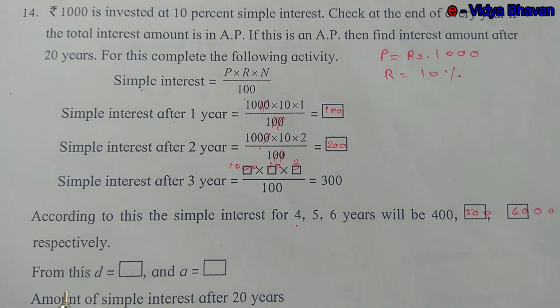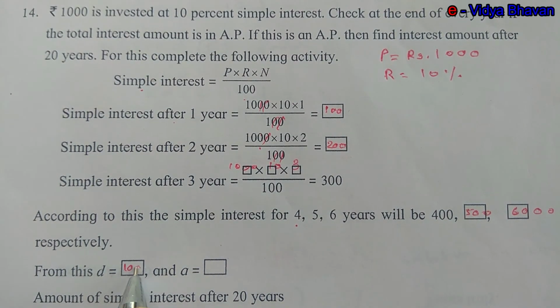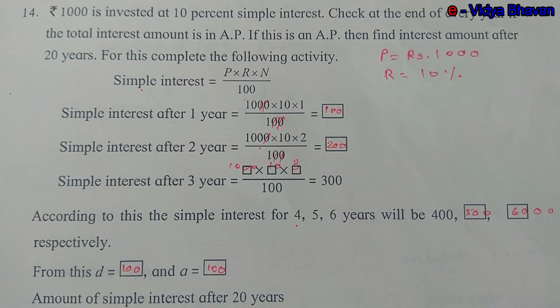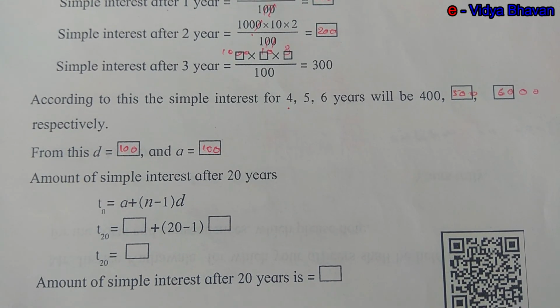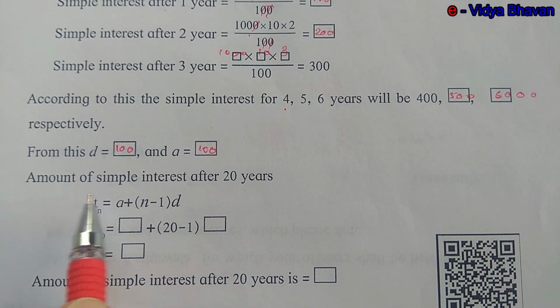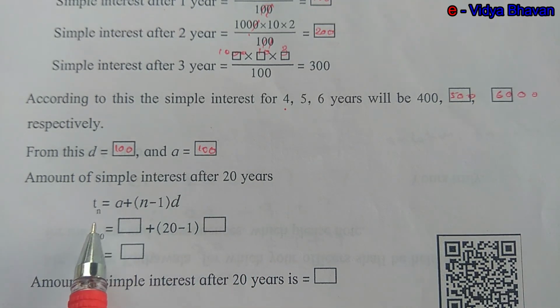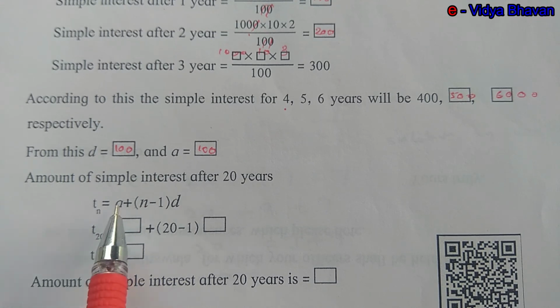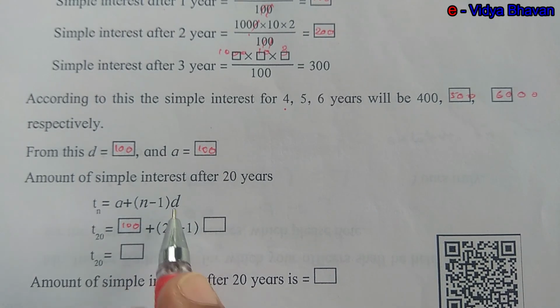And so on. So from this conclusion we get d, the common difference, 200 minus 100 is 100. And the first term will be 100. Now further we can go. Amount of simple interest after 20 years, that is, they want T20. We have the formula for nth term Tn equal to a plus n minus 1 d, where a is the first term, n is the number of terms, d is the common difference. So T20 they want. a will be 100, n will be 20 minus 1, and d will be again 100.